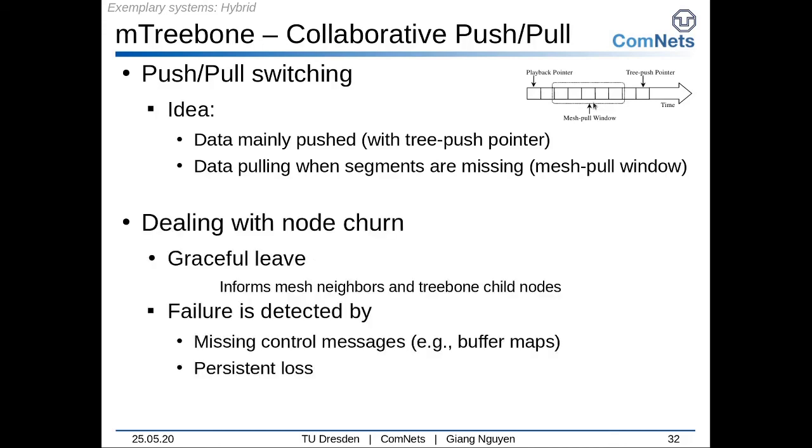In order to deal with node churn, there are also two ways. The best would be to receive a graceful leave, so the leaving node informs its neighbors and its own child nodes: okay, I'm leaving, please connect to this one as an alternative partner and so on. And regarding failure, it is detected by control or signaling messages.